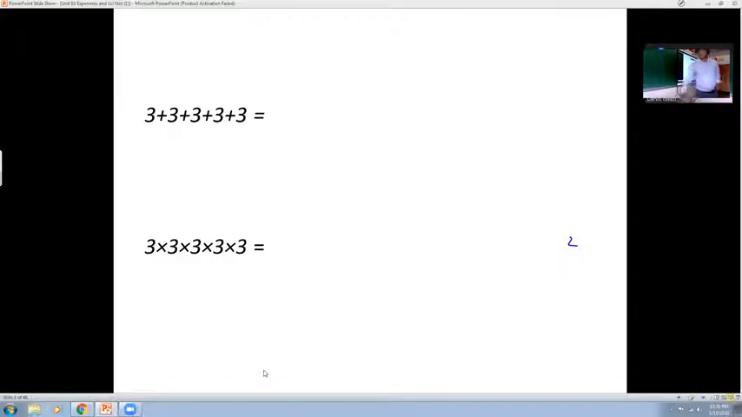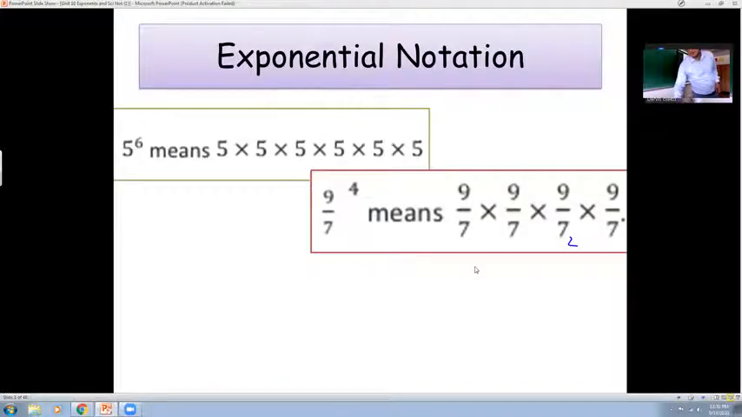Okay. Now let's move on and see what we will see here. Okay. 5 to the power of 6, guys. Let's analyze what these two numbers are. So I see 5 here. And what is it called? Base, right? Base.